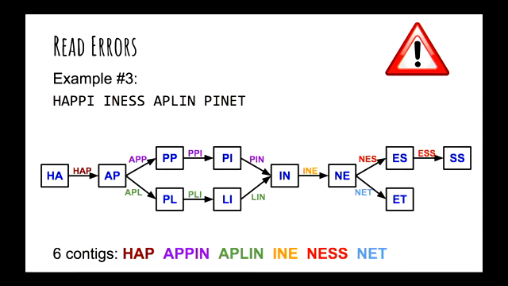Okay, so we have this graph, and we have all these bubbles and divergences in it, which are caused by the errors in the reads, or the contamination in our sample. So when we go to pull contigs out of this, obviously we start with HA and go to AP, and then we can't make the contig any bigger because we have to choose which path to go down, and there's no evidence to tell us which path to go down, so we have to stop. And then we can make another one, appin, going from AP to PP to PI to IN, and we can make another one, applin, going down the bottom path, and then inner, and then nes and net. Does that make sense, everybody? We can't make stuff up, so we can't arbitrarily choose a path to go down.